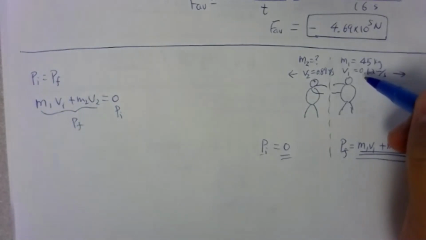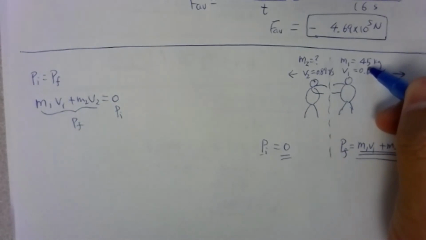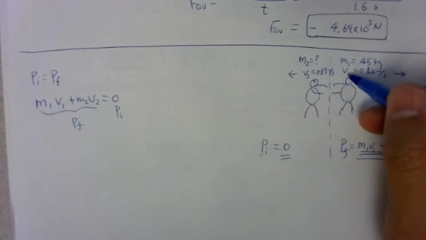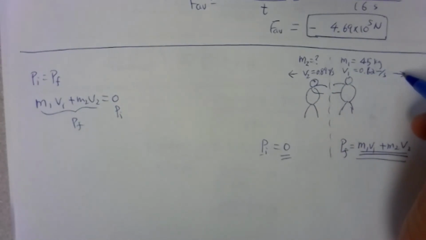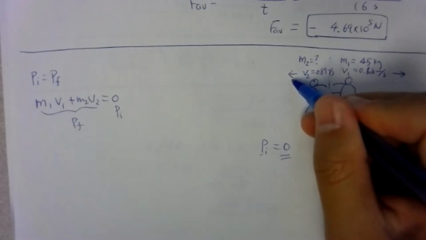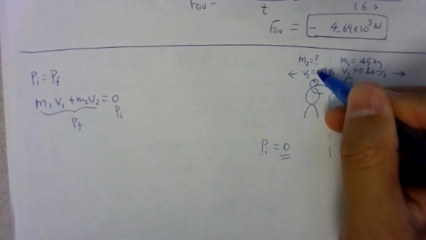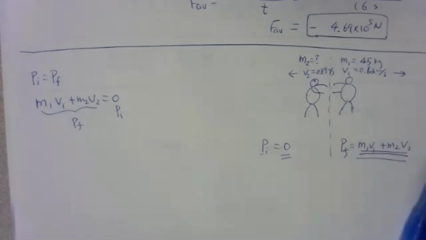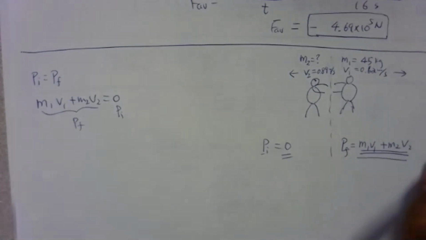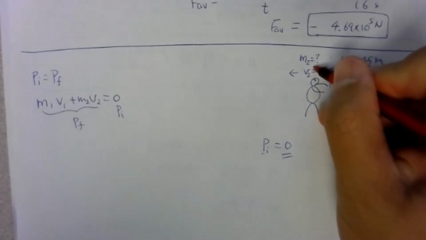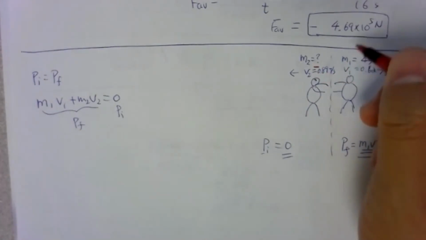All right, now we want to be careful about the signs of V1 and V2, because when they push against each other, one would gain velocity in the right direction, then the other one will gain speed in the left direction, okay? So if this is positive, then this guy is going to be negative. So pay attention to that. If you give one velocity to be positive, then the other one will be negative. So this guy should be negative here, all right?